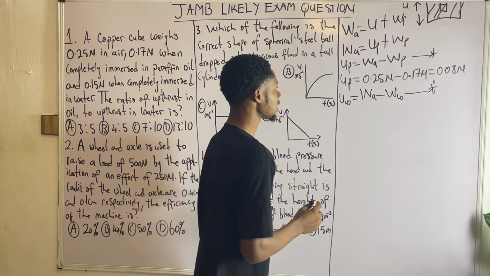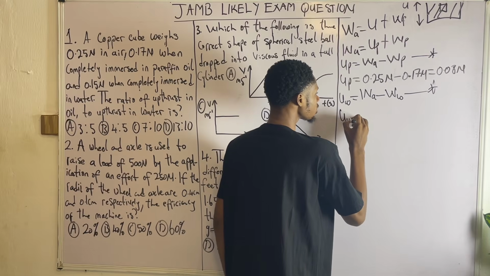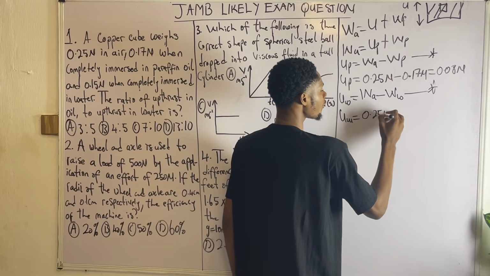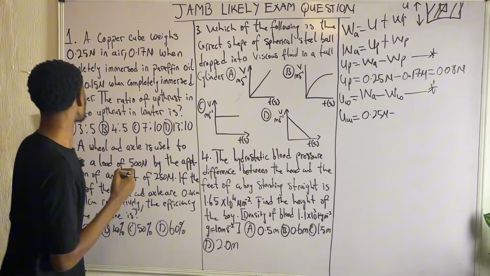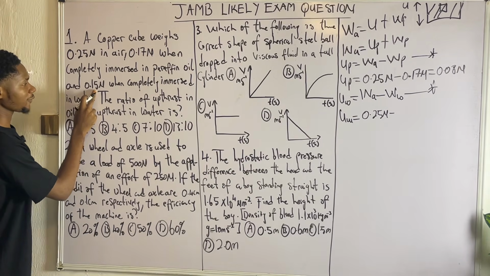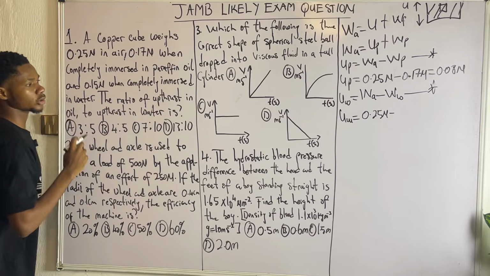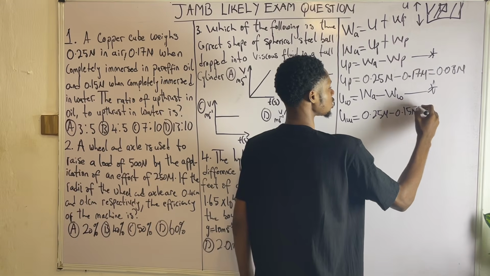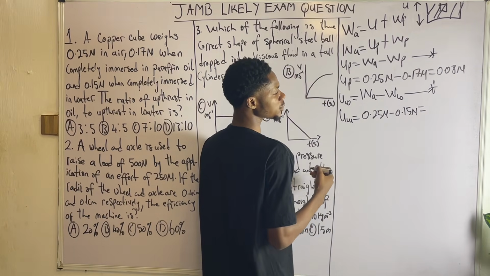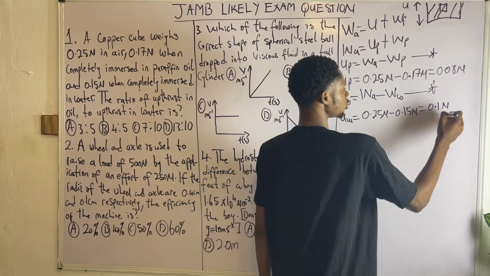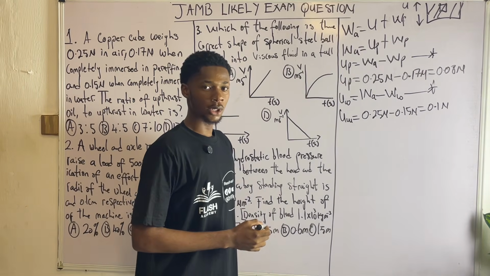Hence, the upthrust in water is equal to the weight in air, 0.25 Newtons, minus the weight when completely immersed in water, 0.15 Newtons. And that is equal to, when you take the difference between these two, you should have 0.1 Newton.